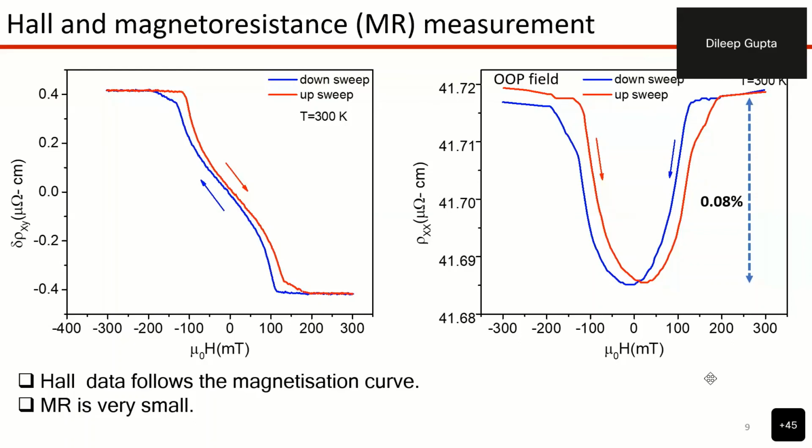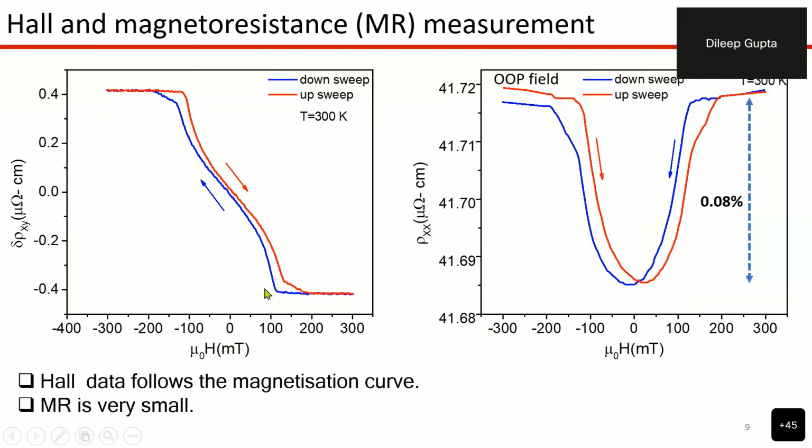Dilip ji, if I may add a comment, I think these multilayers have a positive magnetoresistance. So you have a lower resistance state at zero field and increasing resistance as you go up. Yes, most of these multilayers have that behavior. But then it might also reverse the sign, depending on what normal Hall coefficient you have. Okay, fine. Thank you.